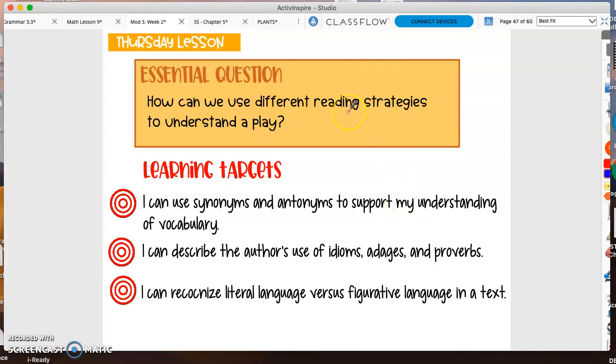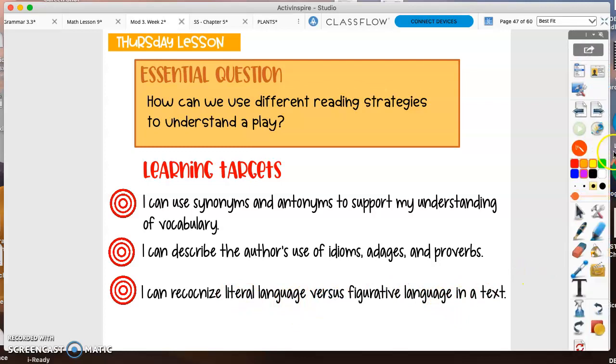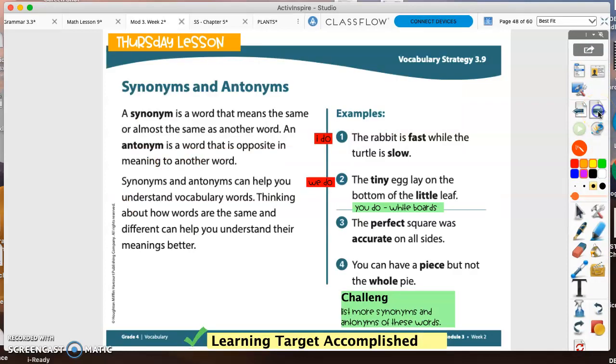All right, so our learning targets for today are: I can use synonyms and antonyms to support my understanding of vocabulary. The next learning target is I can describe the author's use of idioms, adages, and proverbs. And the last one is I can recognize literal language versus figurative language in a text. So we're going to get started.